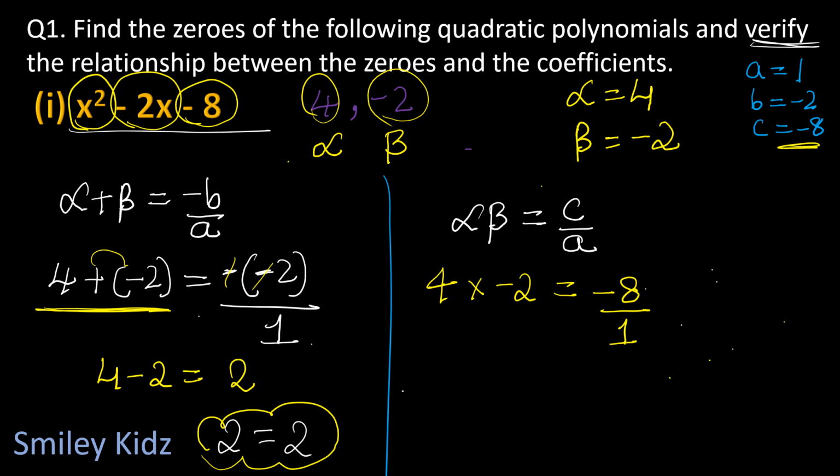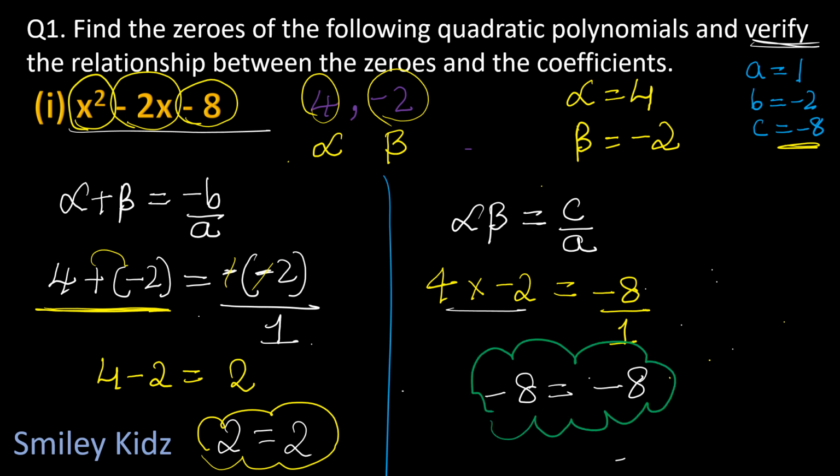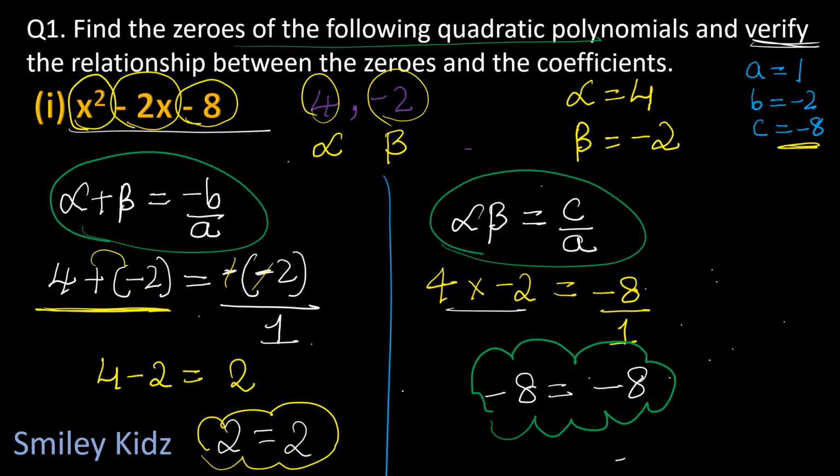It is 1. Now, when we solve this further, 4 times minus 2 is minus 8, which is equal to minus 8 by 1, which is minus 8. Again, we have successfully verified the relationship between the product of zeros and the coefficients. So this is how we are going to verify the relationship between the zeros and coefficients. Once we find the zeros of the quadratic polynomial, we take alpha plus beta is minus b by a and alpha beta is equal to c by a, and we substitute the values and verify the relationships in this way.